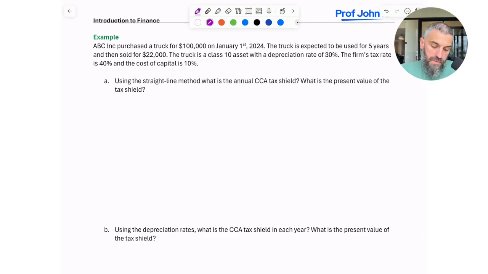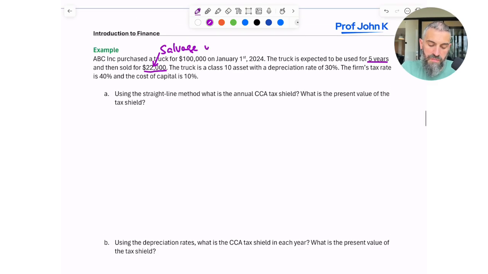So you bought a truck on January 1st, 2024. You paid $100,000 for it. The truck is expected to have a useful life of 5 years and then sold for $22,000. That is what we call the salvage value. So you believe that after 5 years, you'll be able to salvage $22,000 from it. The truck is class 10 with a depreciation rate of 30%. The tax rate is 40%, and the cost of capital is 10%. The cost of capital is your K. So using the straight line method, what is the annual CCA tax shield? What is your annual depreciation tax savings?